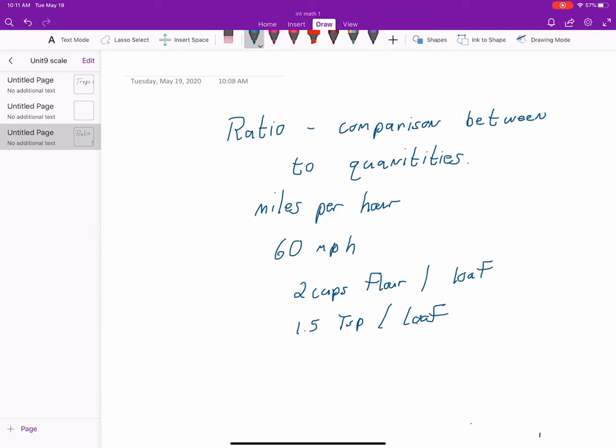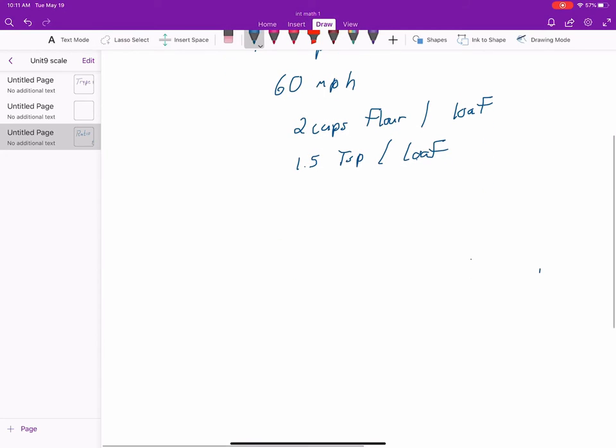So you could compare men to women in a room. There's 15 to 10. Anything like that is a ratio. All right, so now we know what a ratio is. What about a proportion?